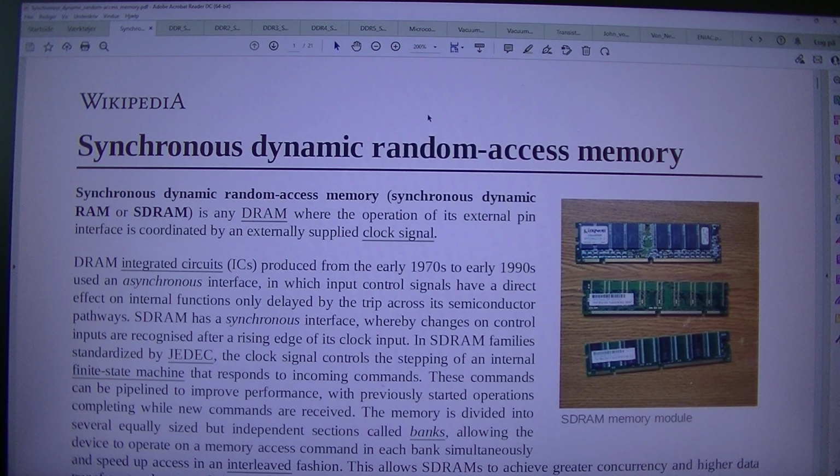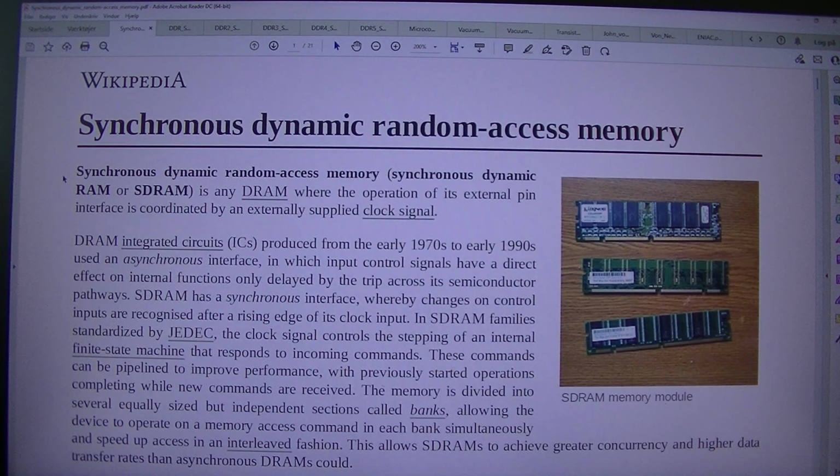Synchronous Dynamic Random Access Memory. SDRAM Memory Module. Synchronous Dynamic RAM, or SDRAM, is any DRAM where the operation of its external pin interface is coordinated by an externally supplied clock signal. DRAM integrated circuits, ICs, produced from the early 1970s to early 1990s used an asynchronous interface, in which input control signals have a direct effect on internal functions only delayed by the trip across its semiconductor pathways.